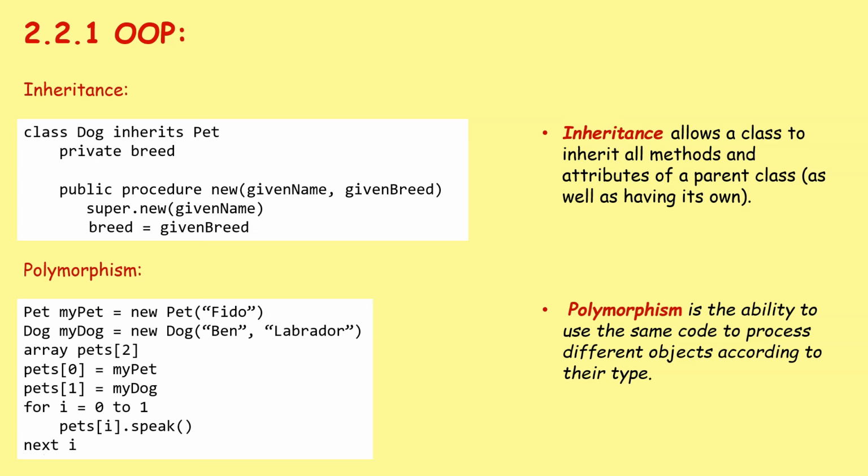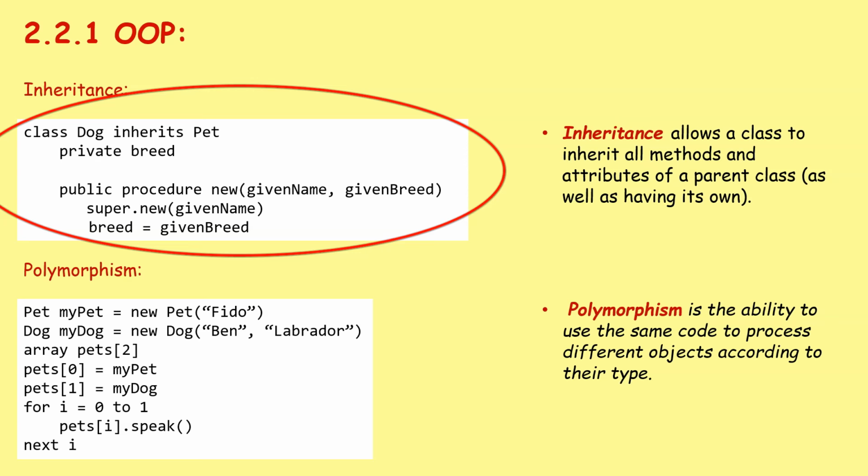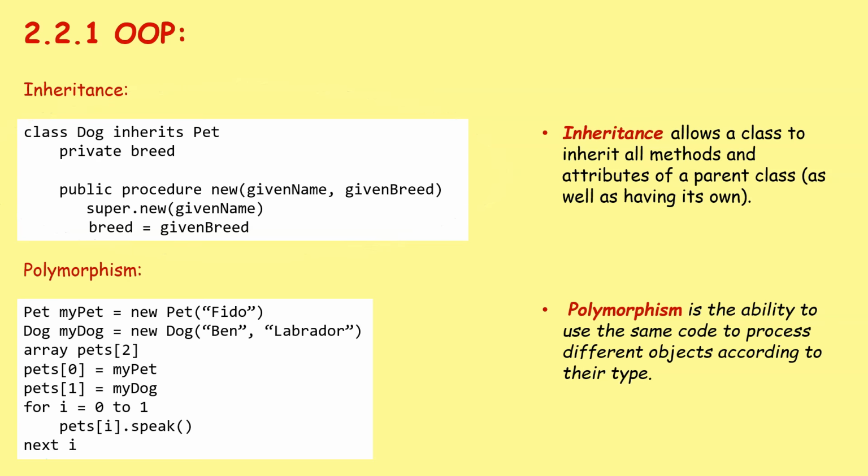Inheritance allows a class to inherit all methods and attributes of a parent class, as well as having its own. So here we've got class dog. We know it inherits from the pet class because it uses the keyword inherits. Make sure you use that. That'll be worth a mark right there. By using this inherits keyword, we can automatically have all the attributes and methods from the parent class, but we can add our own special attributes and methods as we need them.